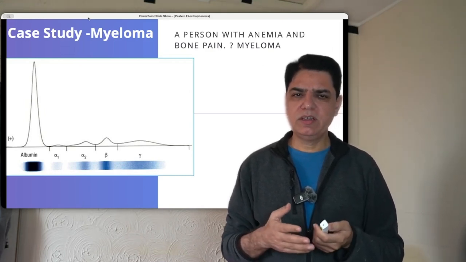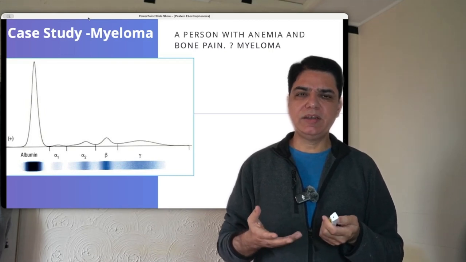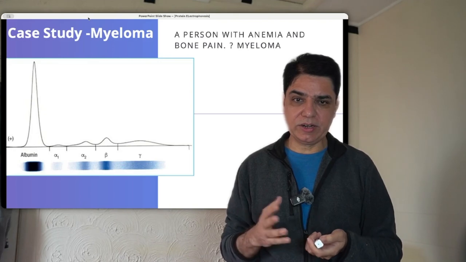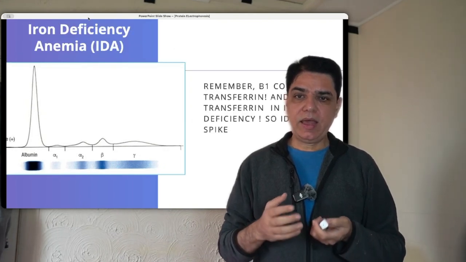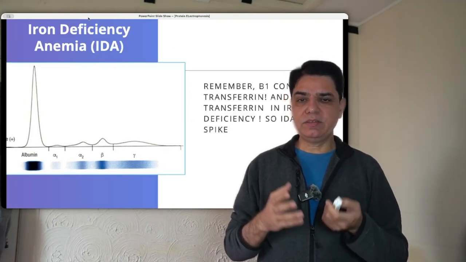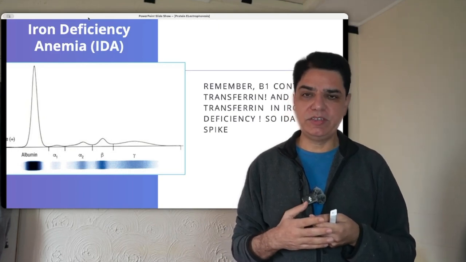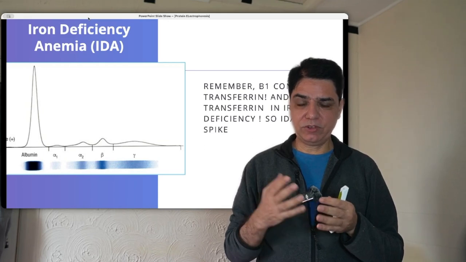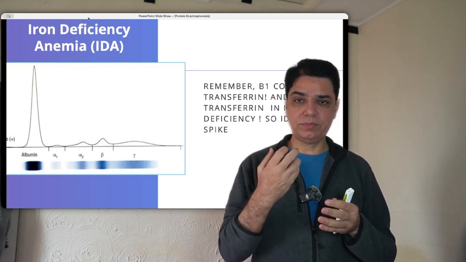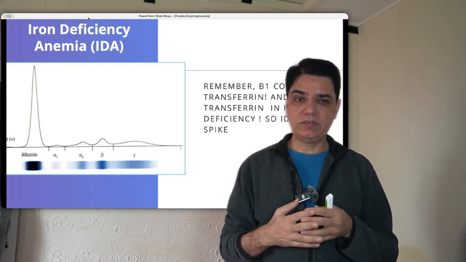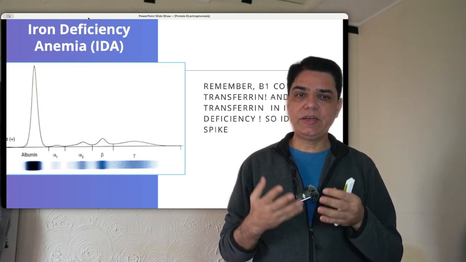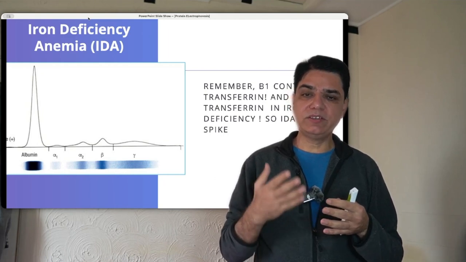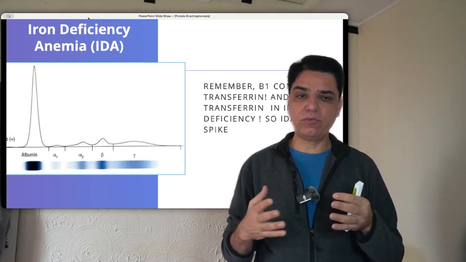So the question is, a person with anemia, and with anemia there is bone pain. What is the relationship between these things? The relationship is that basically this is iron deficiency anemia. In iron deficiency anemia, what happens to the transferrin levels, transferrin being the transport protein for iron? That actually increases. And when that transferrin increases, you get this beta 1 spike on the protein electrophoresis.